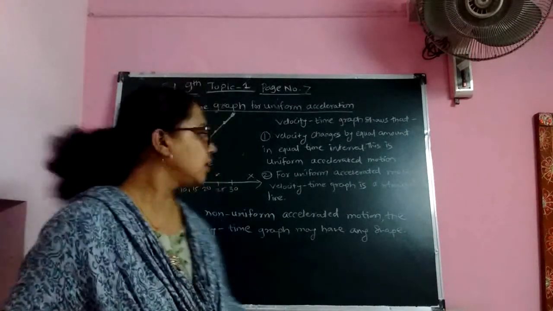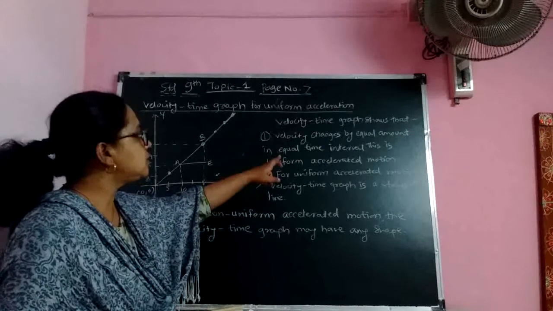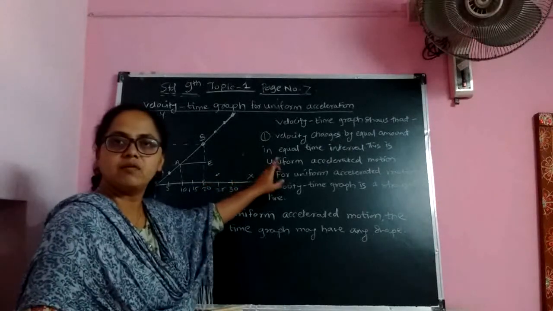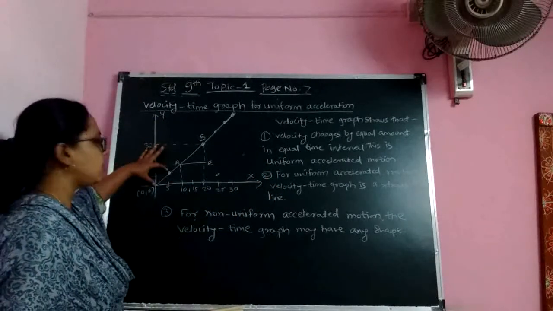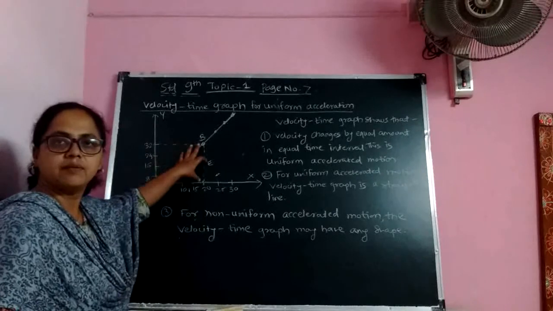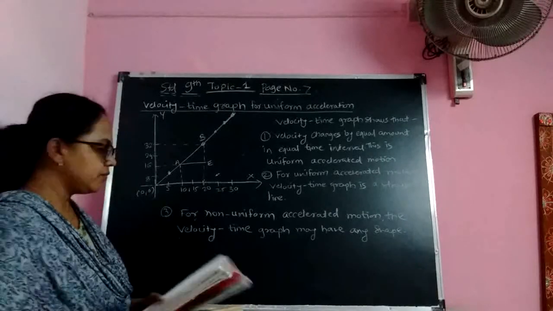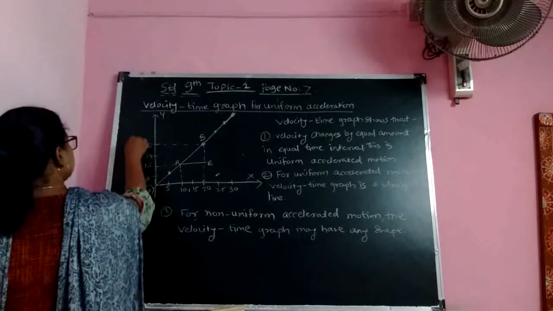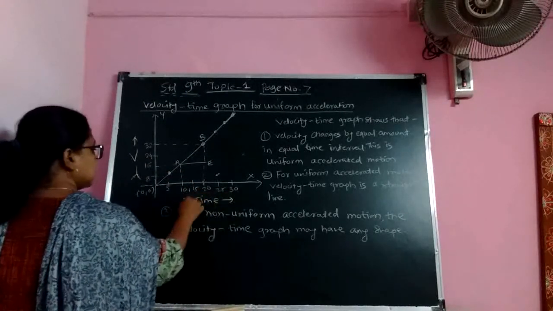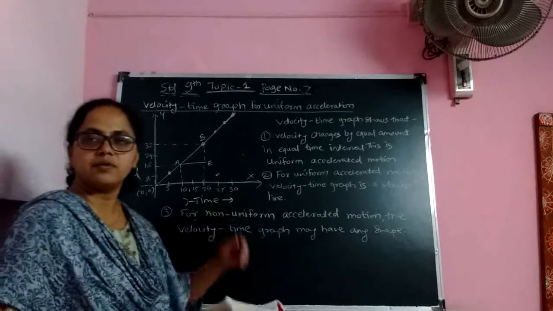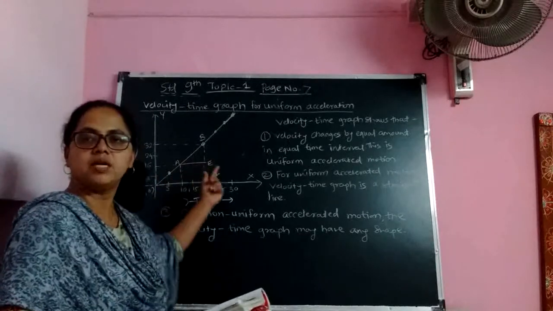What is the conclusion? First point, the velocity time graph shows that the velocity changes by equal amounts in equal intervals of time. This is uniform accelerated motion. That is, there is a change in velocity in equal intervals of time. You can see here, this is velocity and this is time. So you can see from this graph, this is uniform accelerated motion: velocity changes by equal amounts in equal intervals of time.